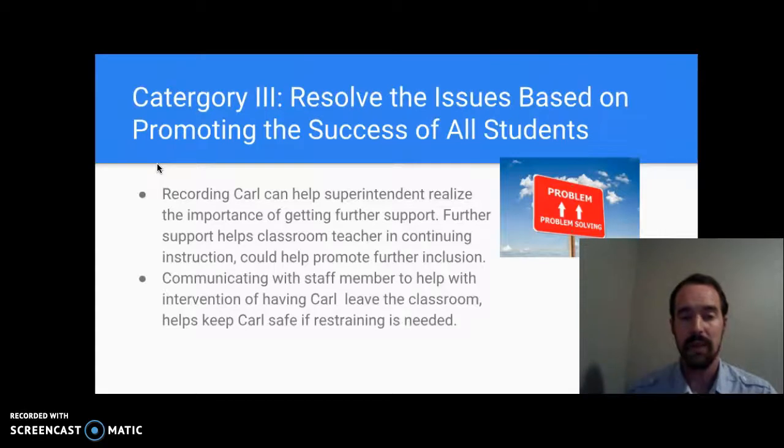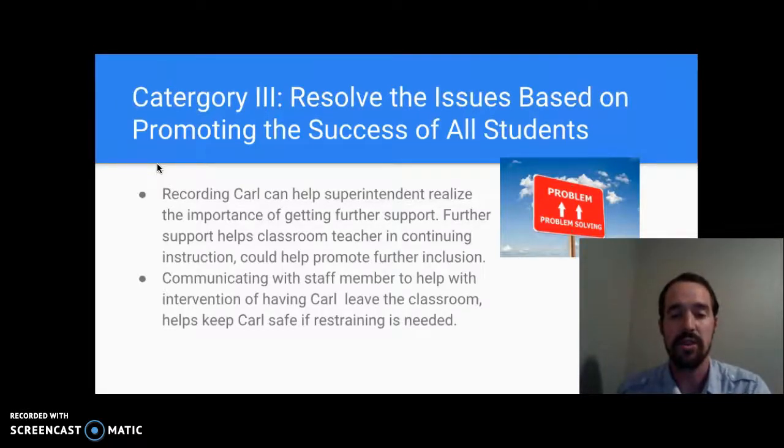Also, recording Carl can help the superintendent realize the importance of potentially getting further support. I know that resources are low, but advocating for a para at my school would be something that I would need to be willing to be okay with. Furthering support would then help the classroom teacher, Mrs. Taylor, in continuing instruction, and could help promote further inclusion opportunities for Carl if we can help avoid build up of aggression by de-escalating it early.